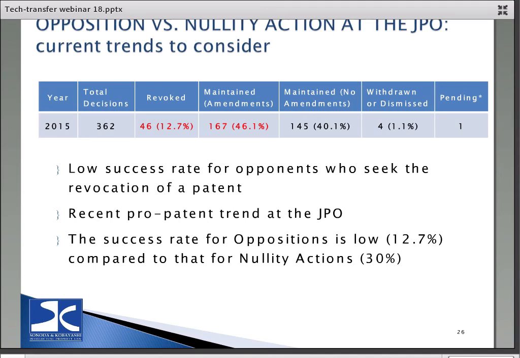And if you compare this 12.7% with the success rate of nullity action, as I stated before, nullity action is successful in 30% of the cases. So clearly, nullity actions are more successful than oppositions.